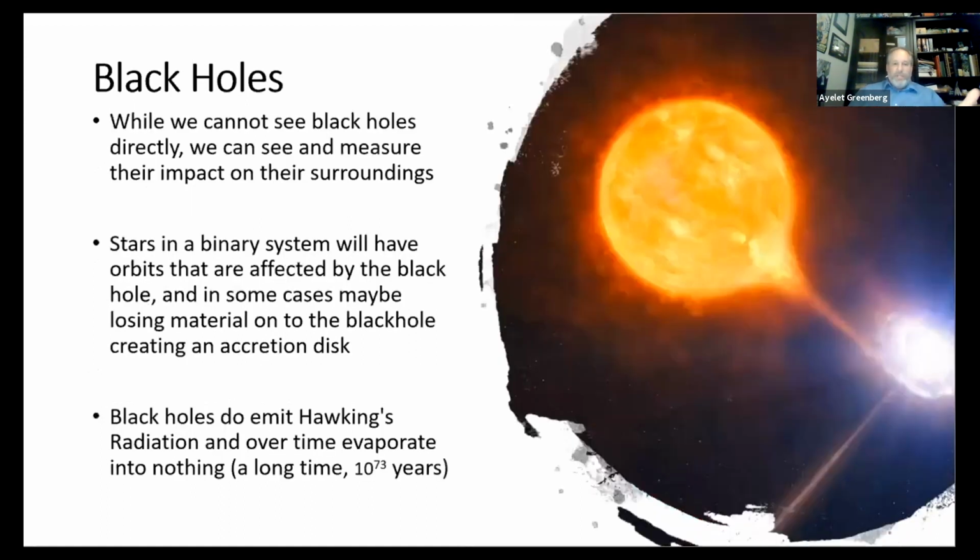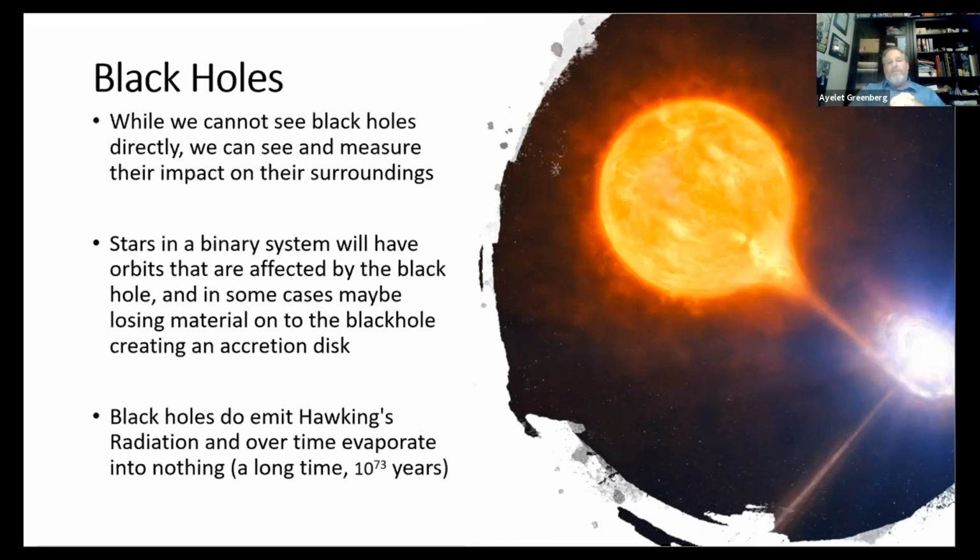Now, we can't see black holes directly, but we can measure their impact on their surroundings. About 50% of the stars in the galaxy do live in binary systems, where there are two stars right next to each other. One of them may have gone through a core collapse supernova, called supernova type 2, and collapsed into a black hole. And now you're going to see one star rotating around nothing. You can measure the impact, the radial velocity and the Doppler effects, and you can actually measure what object is there and what gravity it has. So we can see the impact that they have, but we can't see them directly.